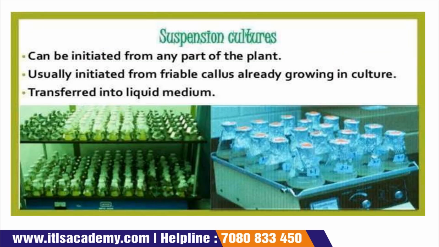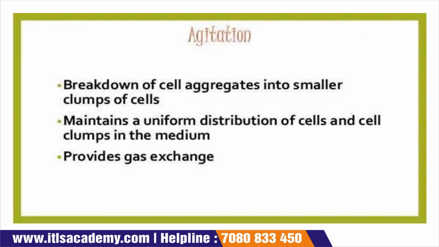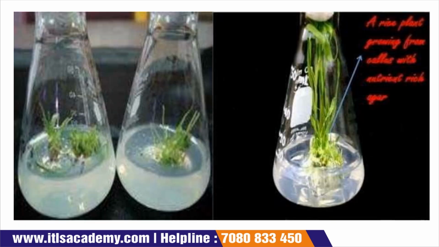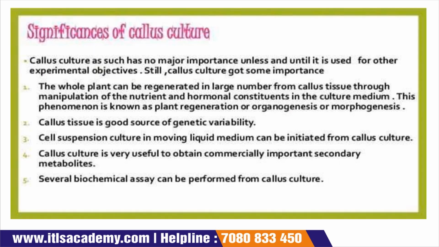Suspension culture. Suspension culture can be initiated from any part of the plant, but commonly it is initiated from friable callus already grown in a culture, which is then transferred into a liquid medium. Now the next is agitation. Agitation means the breakdown of cell aggregates into smaller clumps of cells, and then the distribution should be uniform, and the clumps formed in the medium provide gas exchange.